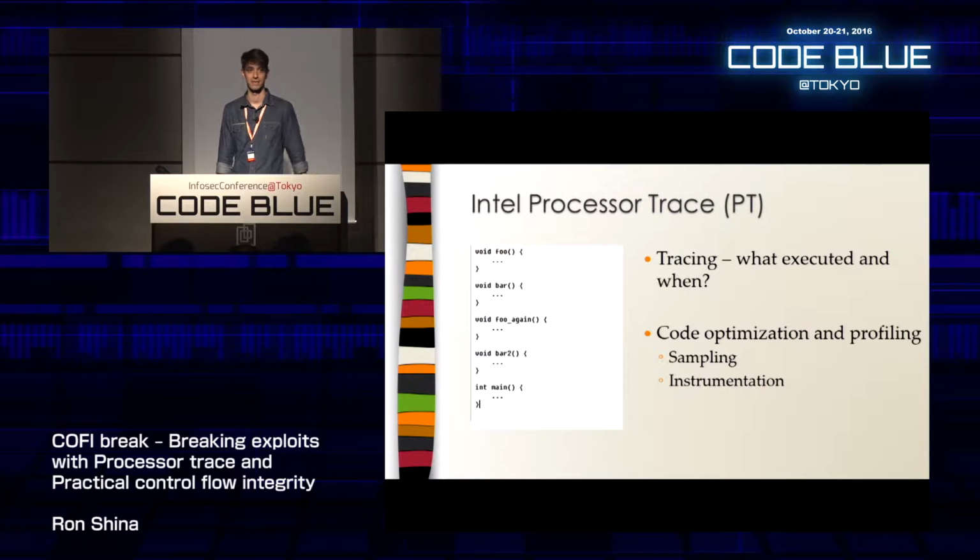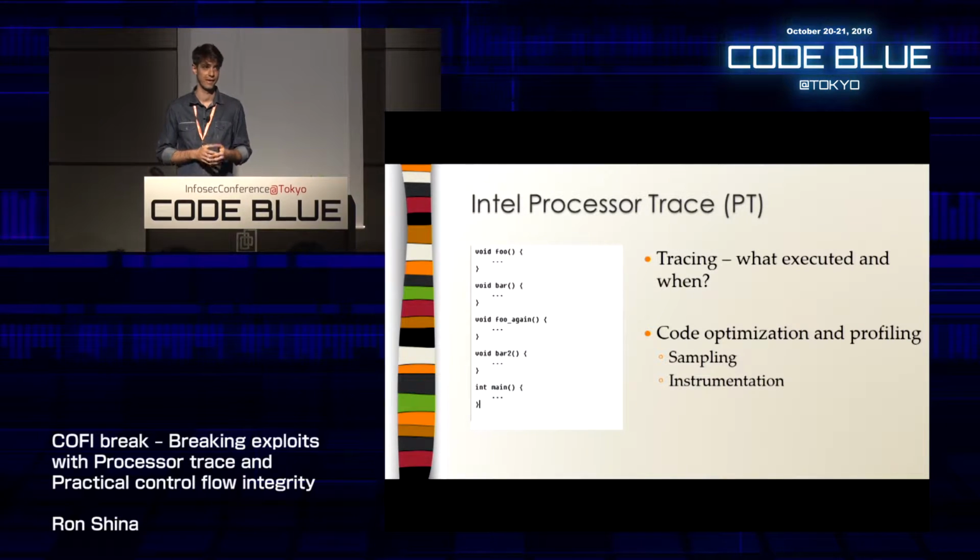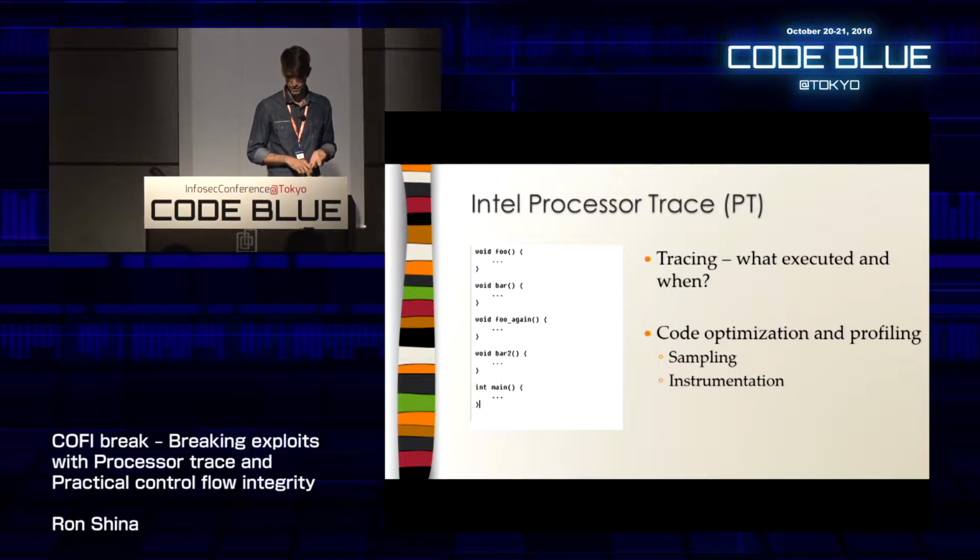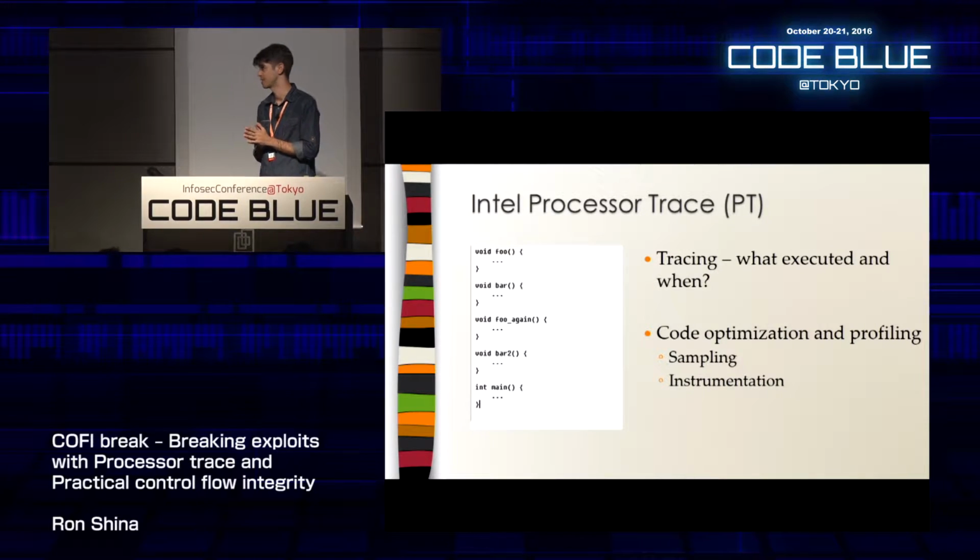OK, so Intel Processor Trace, or tracing in general. A natural thing you'd want to do is know what executed and when. You'd use that for debugging. It's used many times for reverse engineering and also for optimization. So let's say you've written some complex piece of software and you'd like to know why it's running slowly. Tracing is a natural solution.